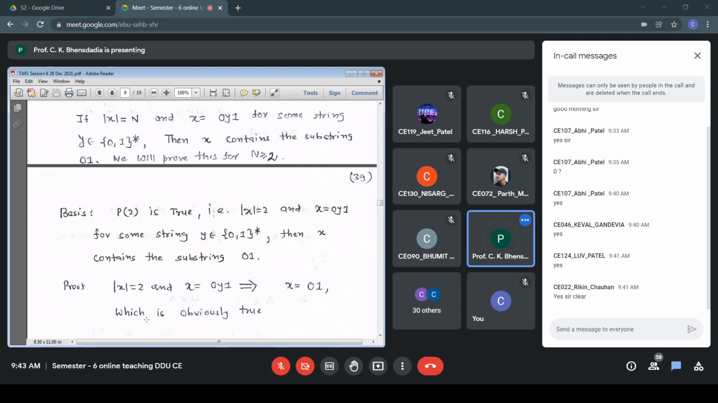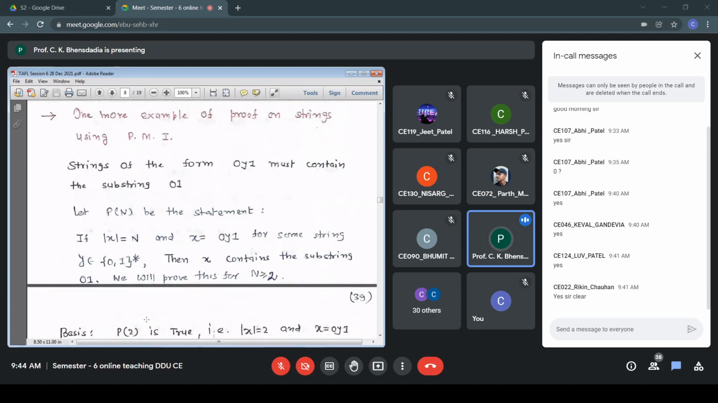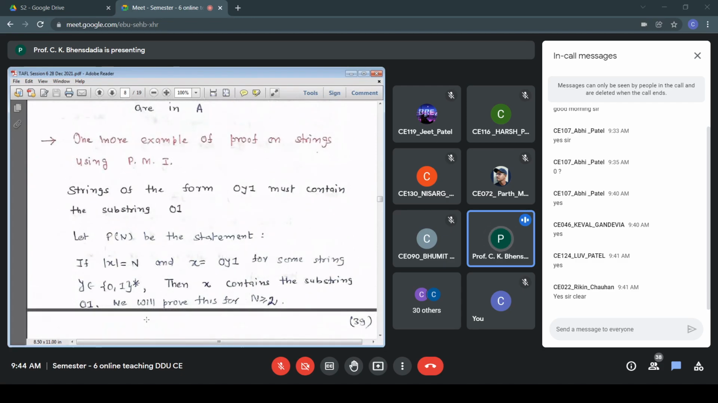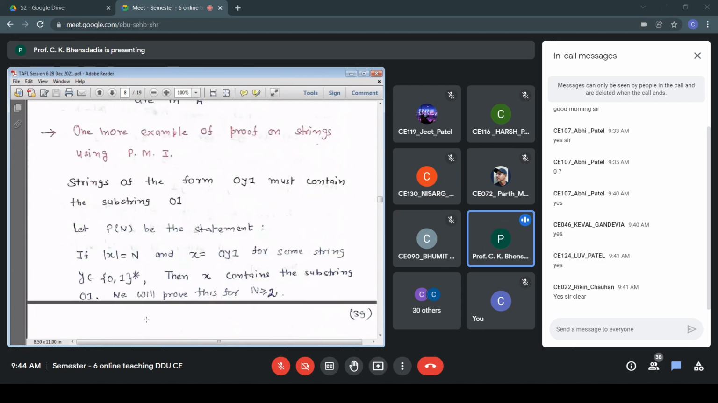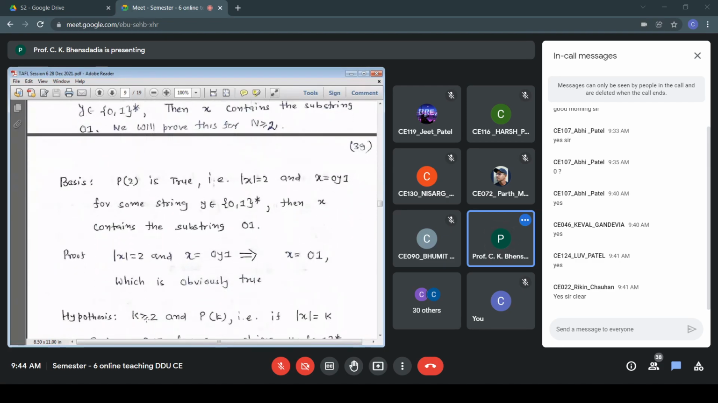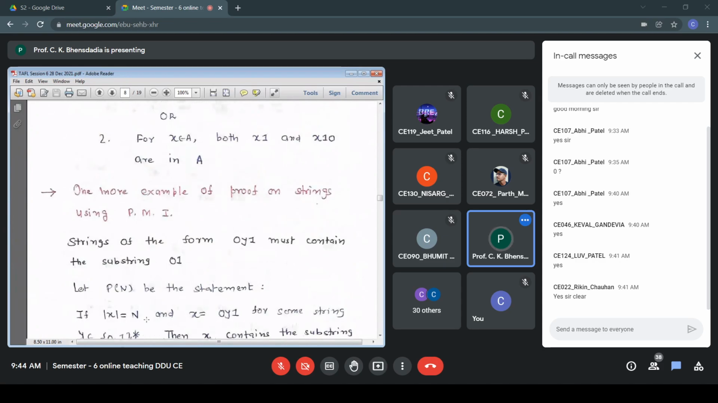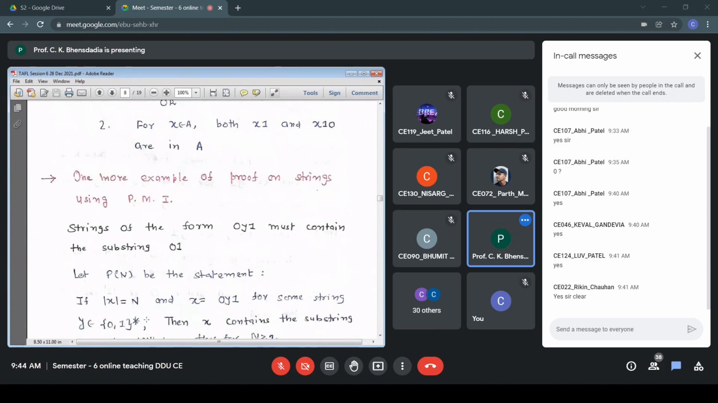And maybe we don't have too many assumptions required. Probably we are looking for substring 0 1 in 0 y1. So we can take a chance with the weaker form of PMI: k greater than or equal to 2 and P(k) is true. So the statement length of x equal to n, as we are taking the weaker form of PMI, becomes length of x equal to k. So that is our statement.